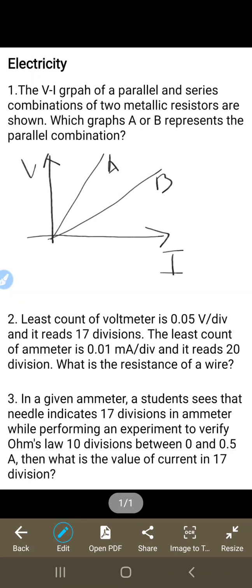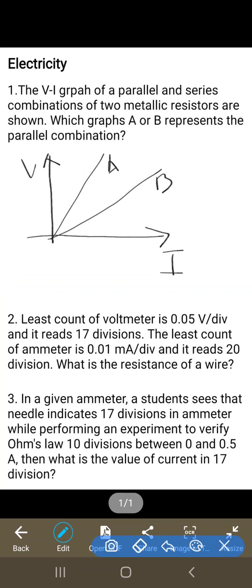Here are three questions of the electricity chapter for class 10 physics. The first question: the VI graphs of a parallel and a series combination of two metallic resistors are shown. Which graph, A or B, represents the parallel combination? So how will you approach to solve this question?